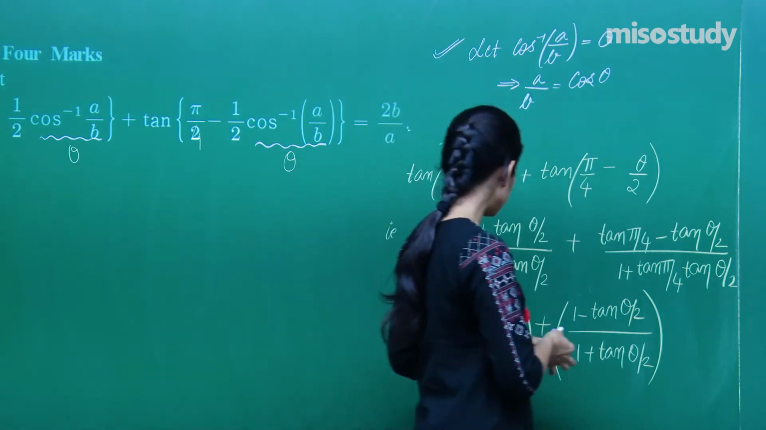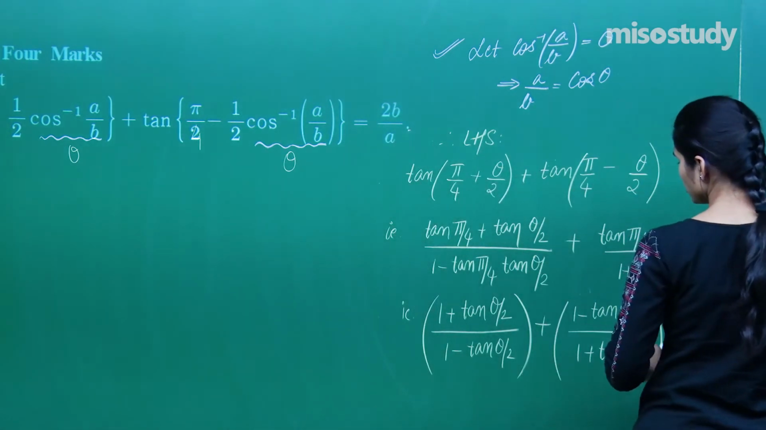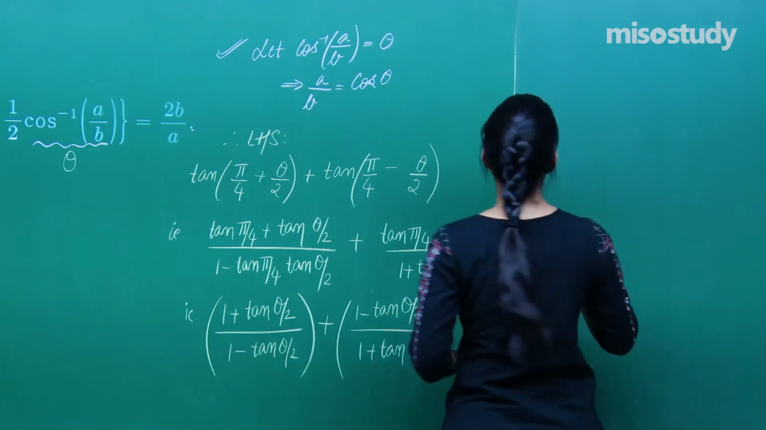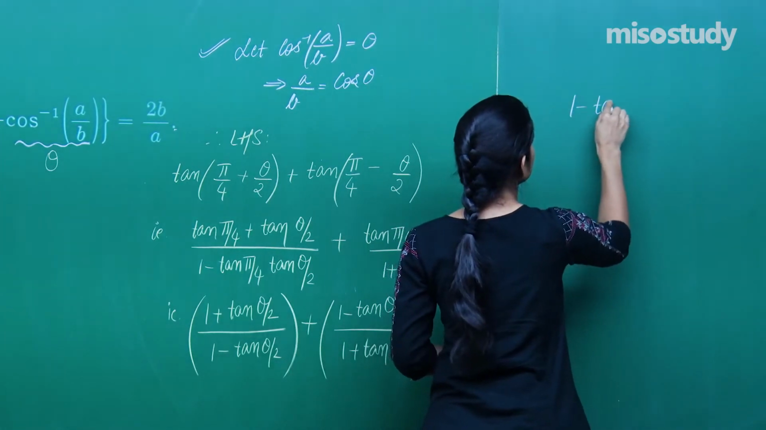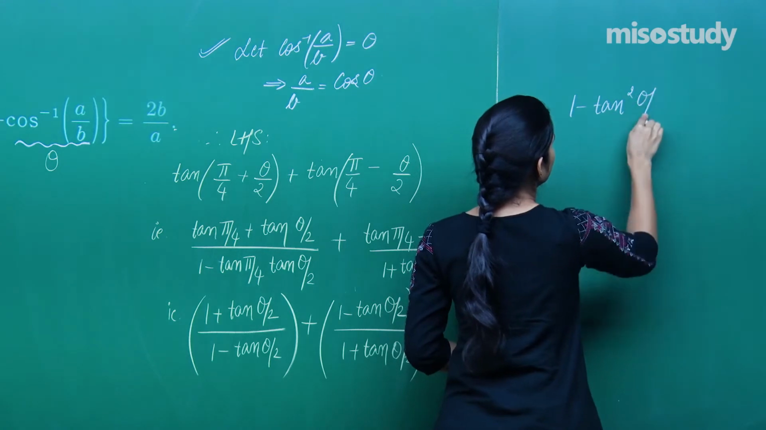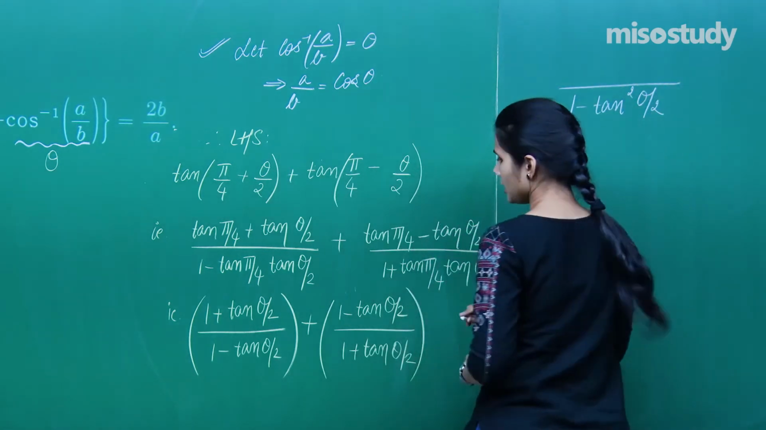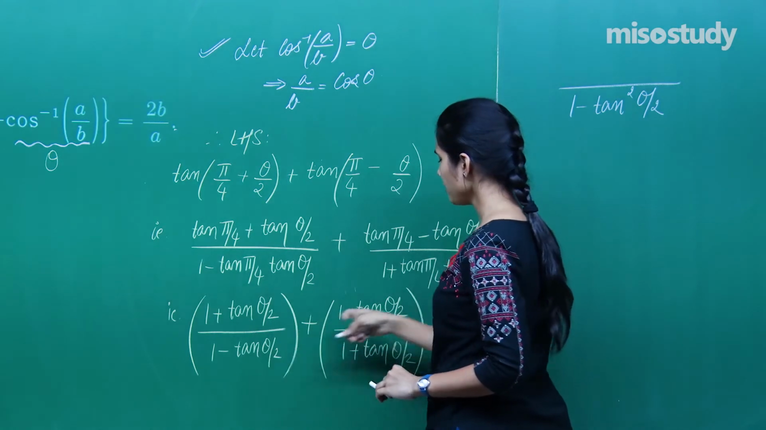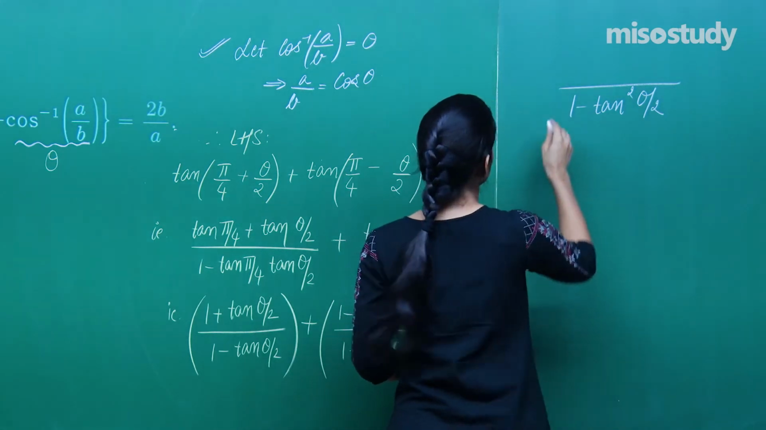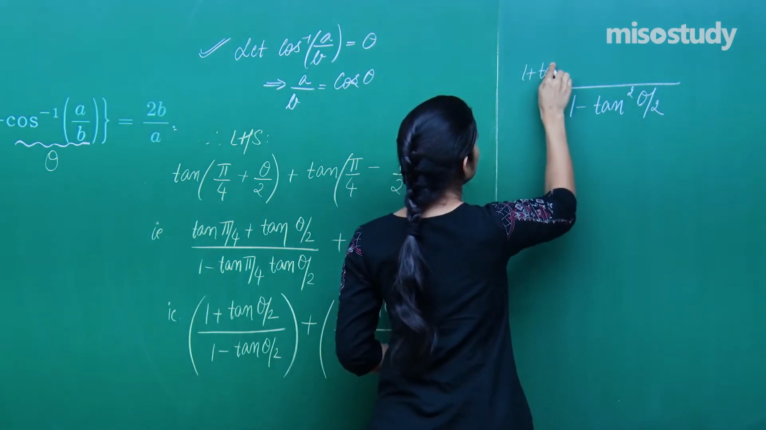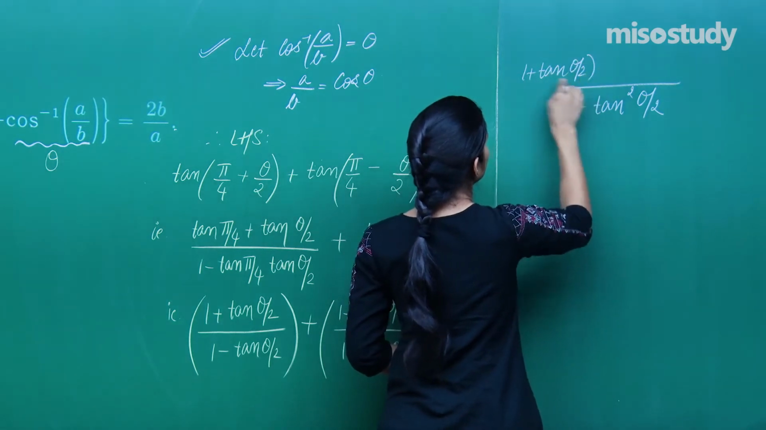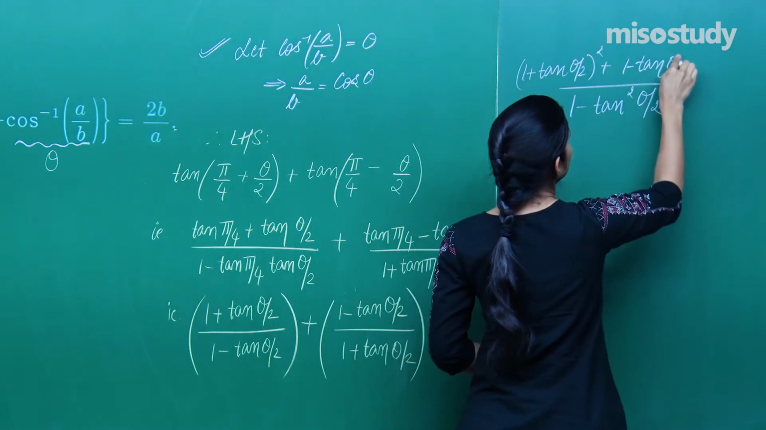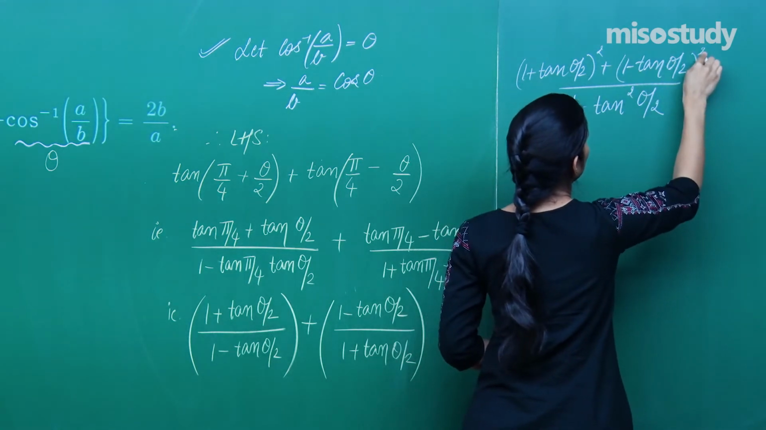Clearly you can take out the LCM as (1 minus tan θ/2) into (1 plus tan θ/2). A minus B into A plus B is A square minus B square, so the LCM is 1 minus tan square θ/2. And here you have (1 plus tan θ/2) whole square plus (1 minus tan θ/2) whole square.